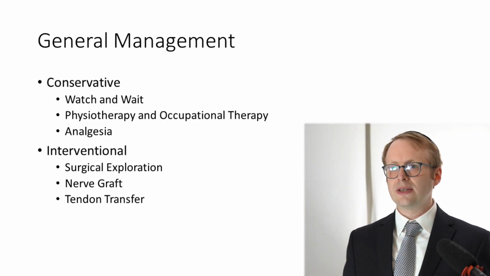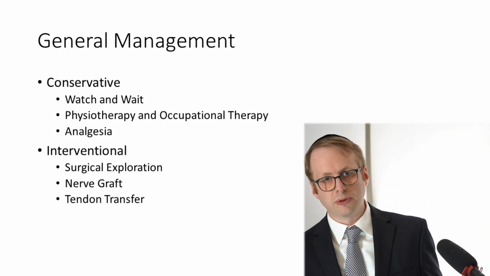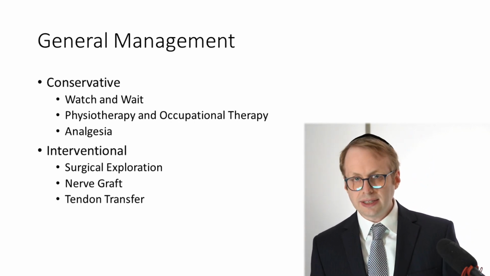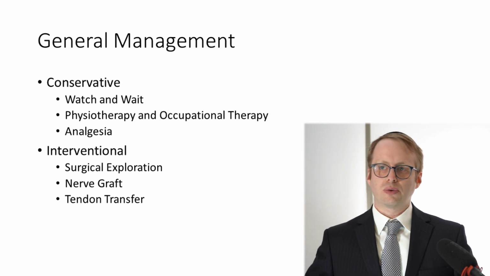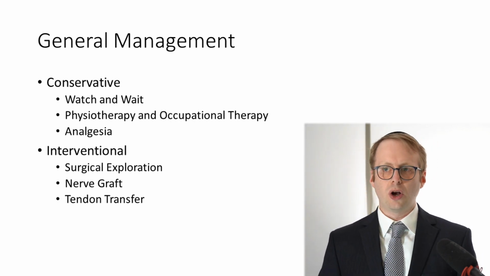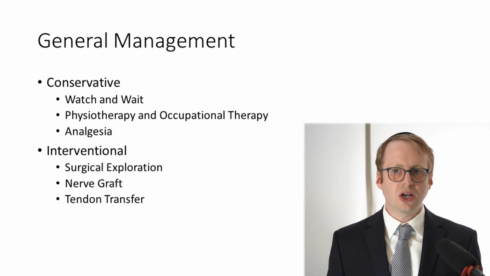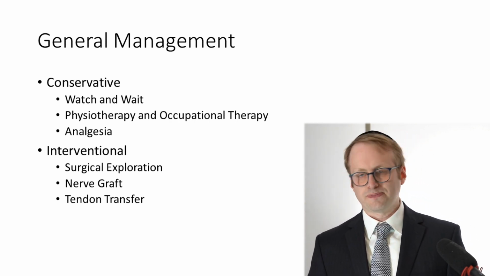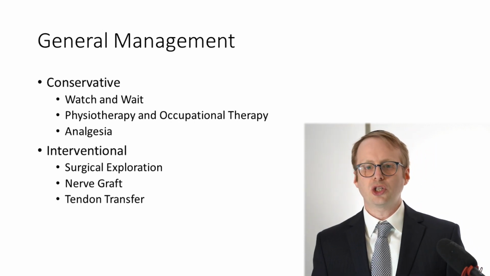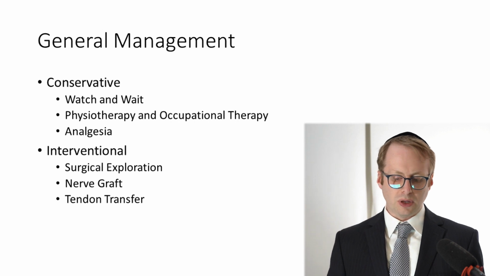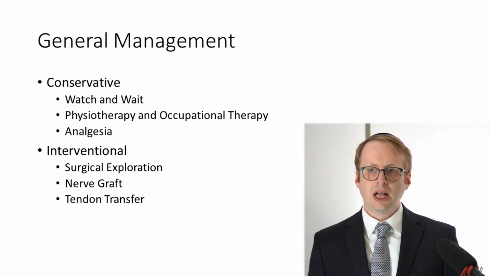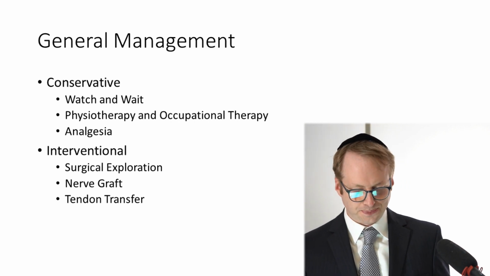Now, there are several ways in which we can manage these types of problems. We can manage them conservatively, where we watch and wait and see what happens. We can provide physiotherapy to try and improve function, and occupational therapy to work with what one has, and of course analgesia if that is pertinent to the situation. There is a more interventional approach as well, which may be more suitable, and that will be a variation of surgical exploration, nerve grafting, and or tendon transfer.